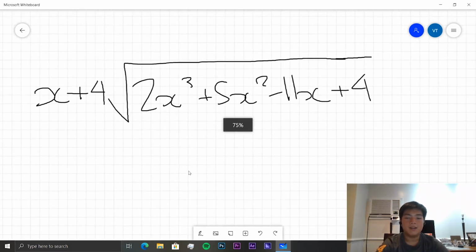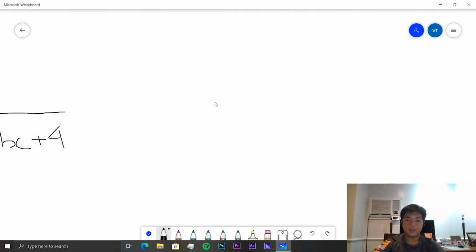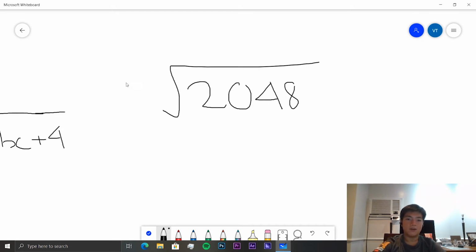Well, how do we do this? We're going to use the same long division method as you might have learned in primary school. Say we want to divide 2048 by 4 or by 8. Well, how do we do it?